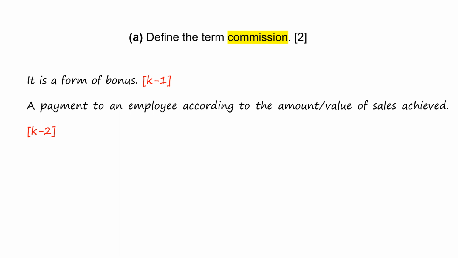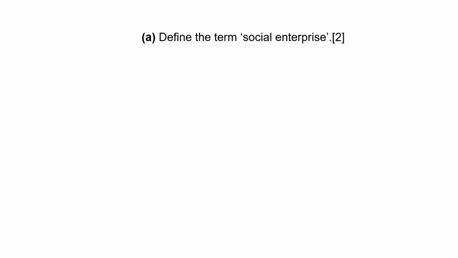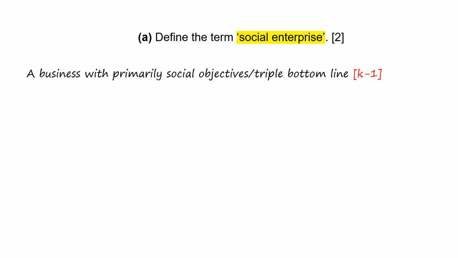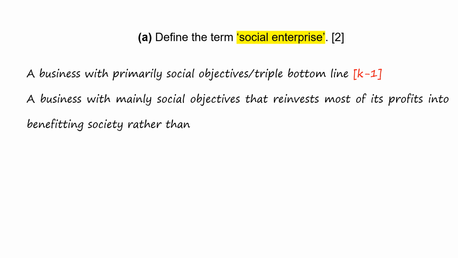Next question, example for 2 marks question, say define the term social enterprise. Our business terminology is social enterprise. The first answer is a business with primarily social objectives, referring to triple bottom line. So the student is awarded only 1 mark. For a developed answer, say business with mainly social objectives.